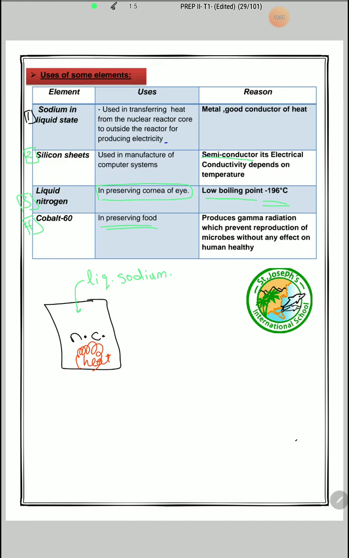Why? Because it produces some gamma radiations which prevent the reproduction of microbes. It kills microbes. It prevents them from reproducing. That's why it keeps the food. And this is lesson 3. Everything about lesson 3, the main groups in the modern periodic table.